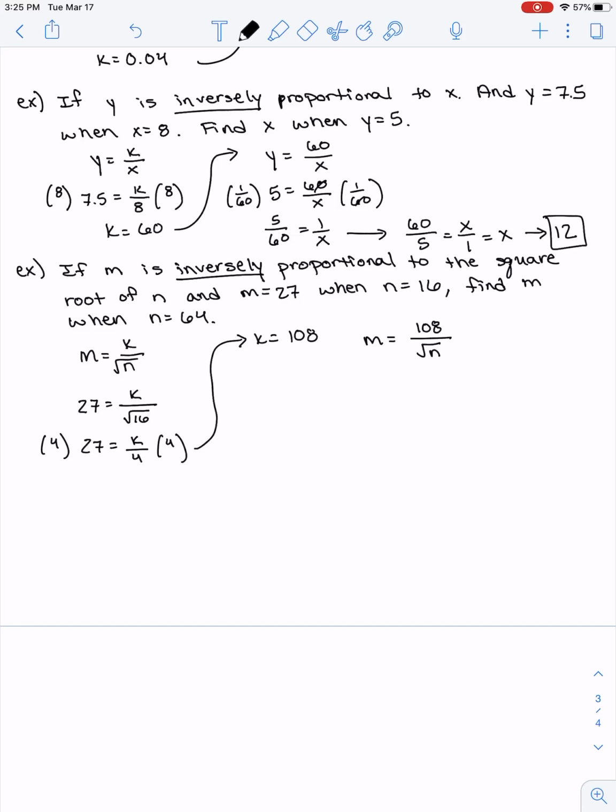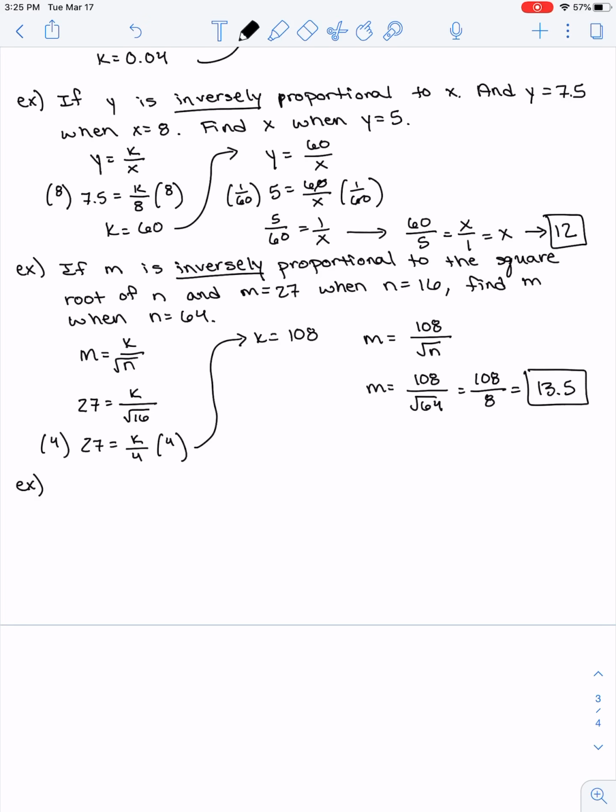So now find m when n equals 64. M equals 108 over the square root of 64. So that's 108 over 8. And that will be 108 divided by 8, 13 and a half. Let me double check that. Yes. Great.